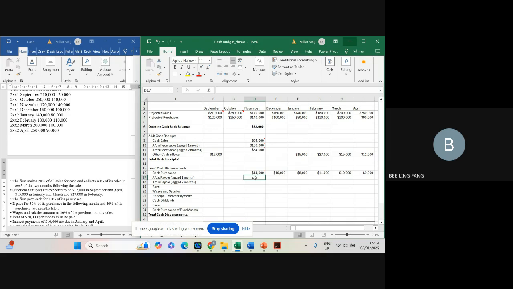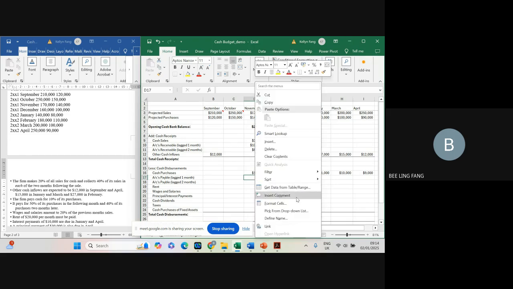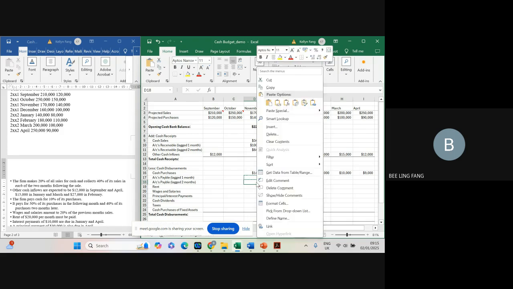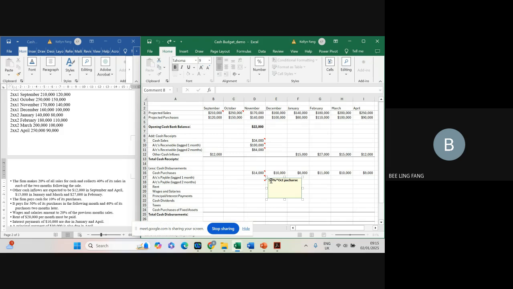So based on here, we have to calculate. For November, that is 1 month, this one, and another this one. So this is 50%. This is 50% times the October purchase. For this one, it will be the next 2 months, which is 40%. So this one is 40% for September.